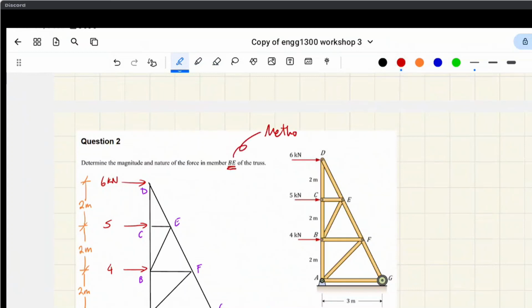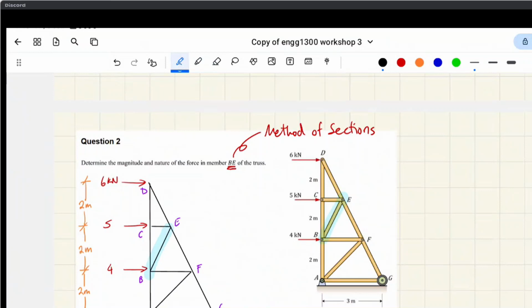We're using method of sections because we're only interested in BE, right? Here's my thought process. First things first is zero force members. We don't have any zero force members, right?